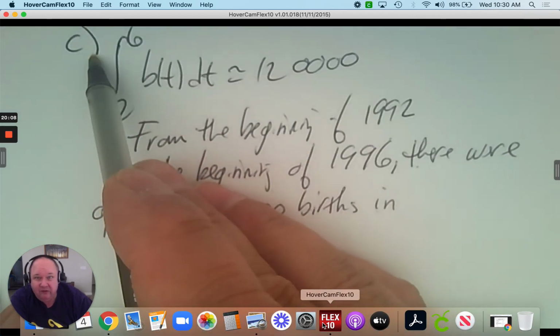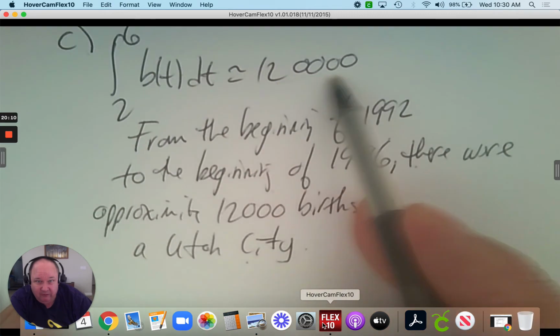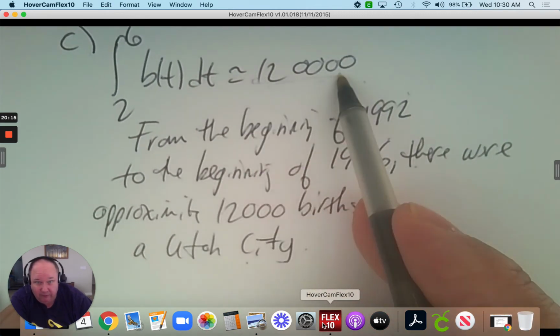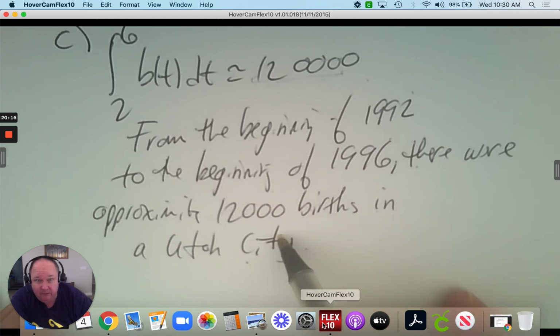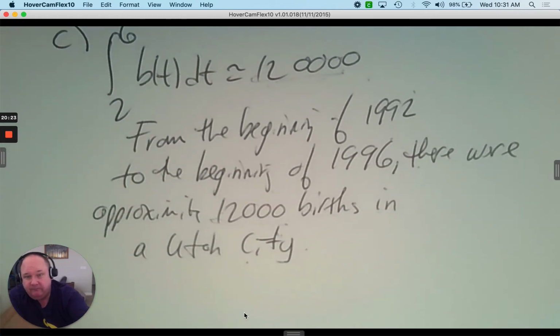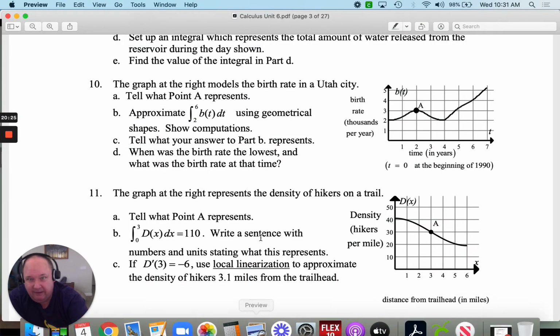So when you integrate a rate, it's whatever the unit is. So births per year just becomes births. So how many births were there approximately over that 4 years? And there was approximately 12,000 births. See, it doesn't have to be complicated. We can work at it together.